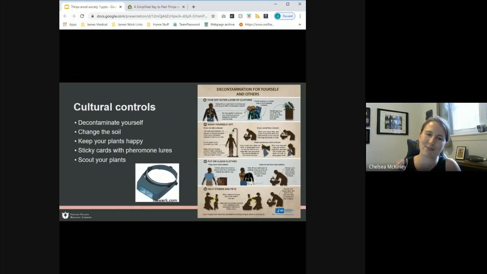So I included this fun little decontamination poster from the CDC. Thrips aren't radioactive by any means, I'm not trying to say that, but the general rules of decontamination apply. So take off your clothes, take a shower, clean yourself well, and you're going to be less likely to have any hitchhikers spread to your indoor plants.